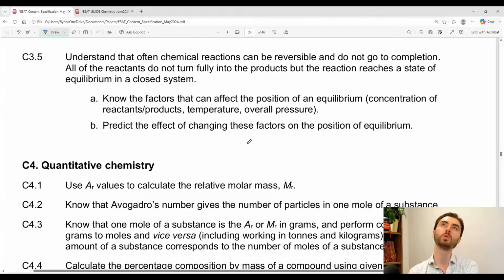I spoke about this once. This is a very good interview question, why Le Chatelier's principle works. I'm not going to go through it here for the purposes of ESAT, but it is really interesting if you want to sit down and get that done. What else do we have?